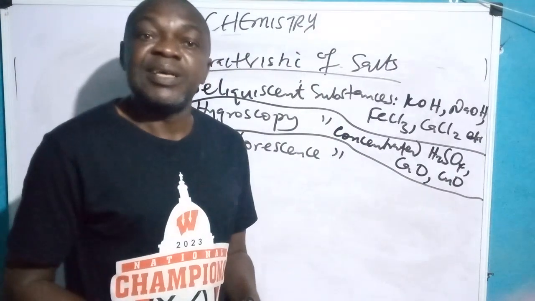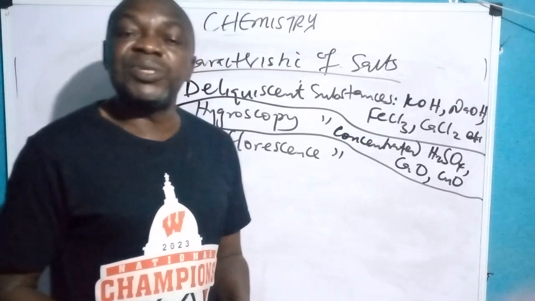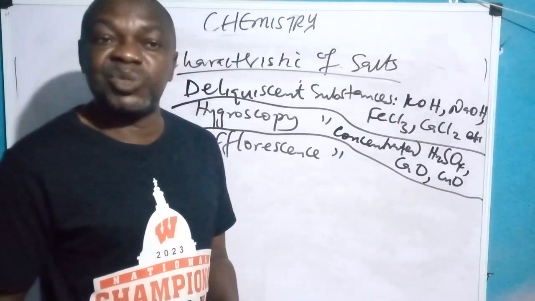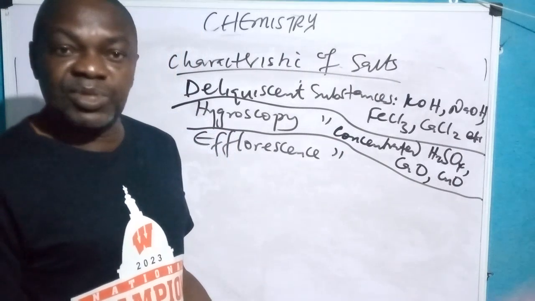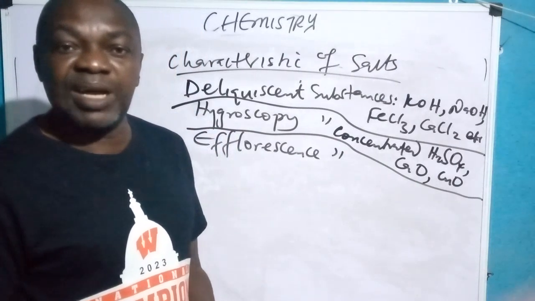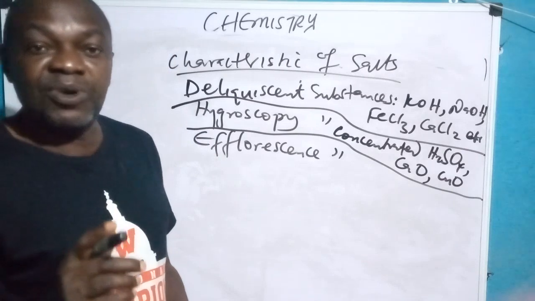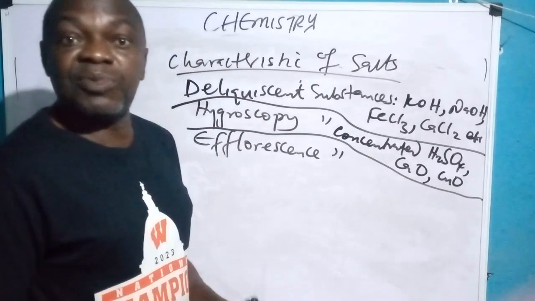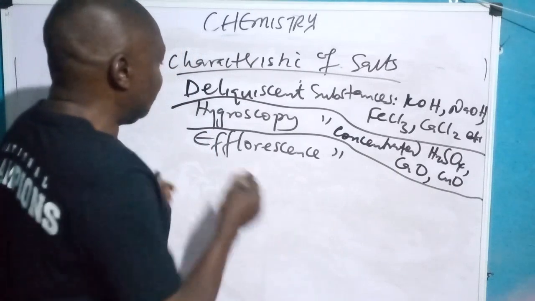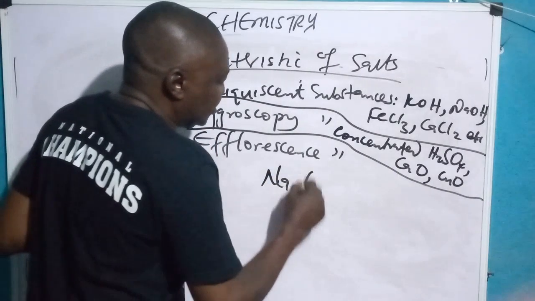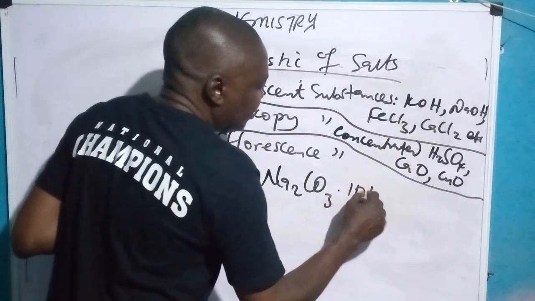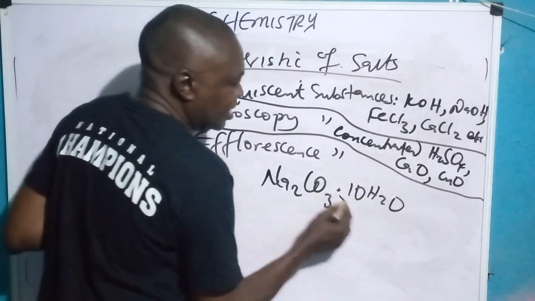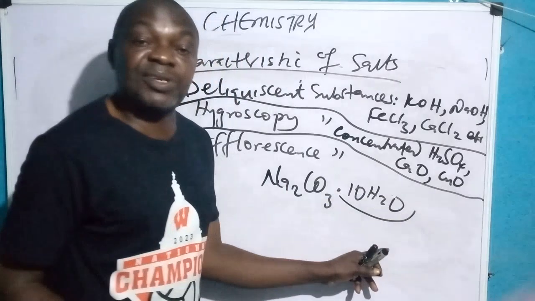Then you have the last one, which is efflorescence. Efflorescent substances are those substances which lose part or all of their water of crystallization when they are exposed to the atmosphere. When you leave them in the atmosphere, they lose some of their water of crystallization, which we said before is the fixed amount certain compounds have when they are produced from their aqueous solution. For example, you have Na2CO3.10H2O. And I believe by now you know that when you have a dot water, it means it's the water of crystallization.